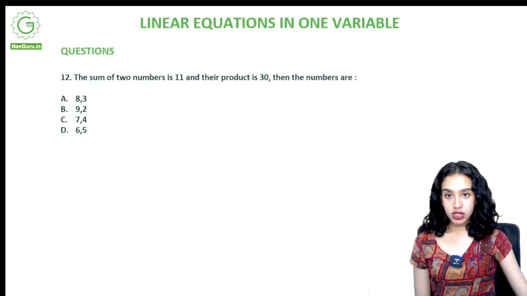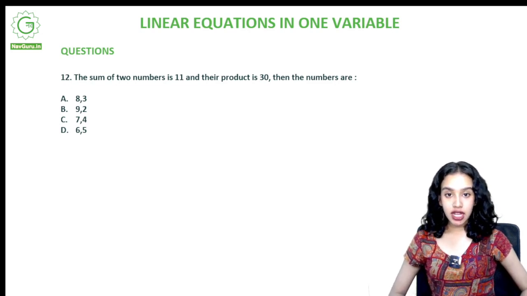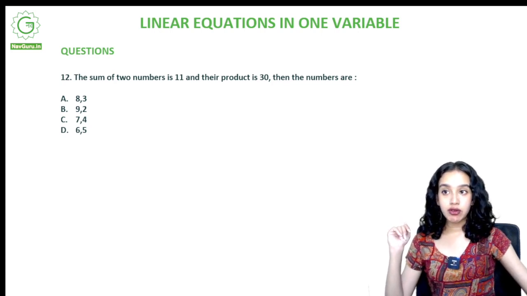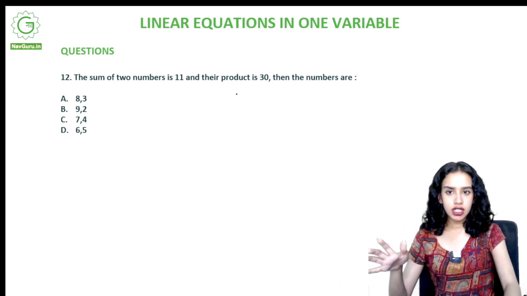Let's move on to the next question from the chapter linear equations in one variable. The sum of two numbers is 11 and the product is 30. Then the numbers are... So we have two numbers here. That means we have two variables here. None of the numbers is given and none of the relation is given.